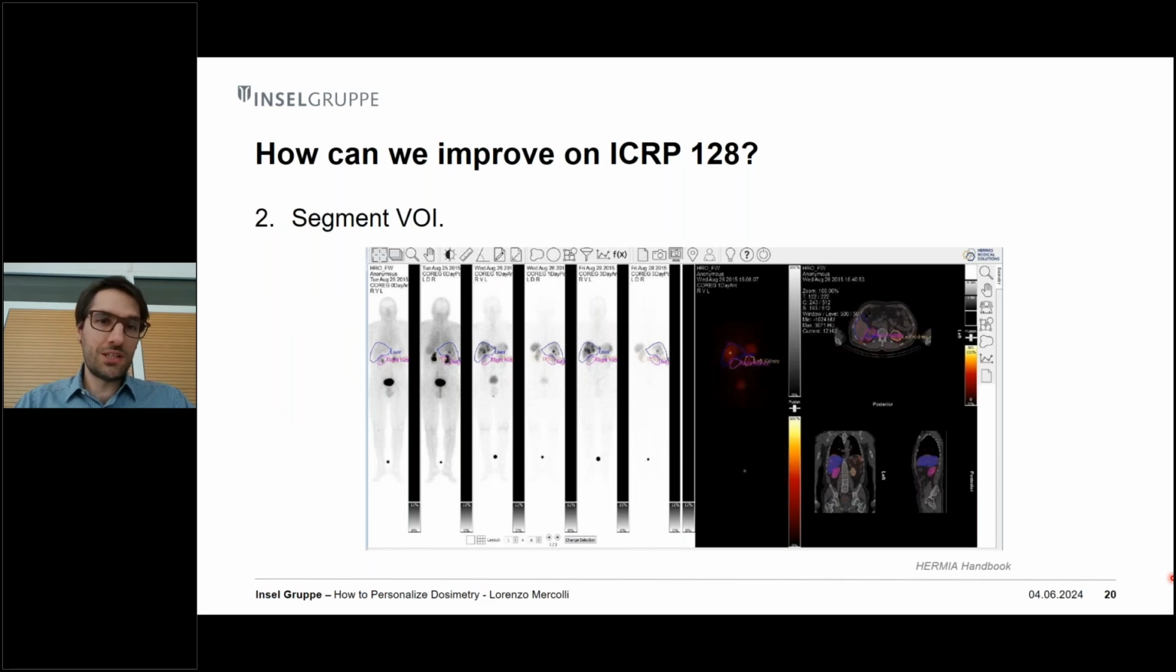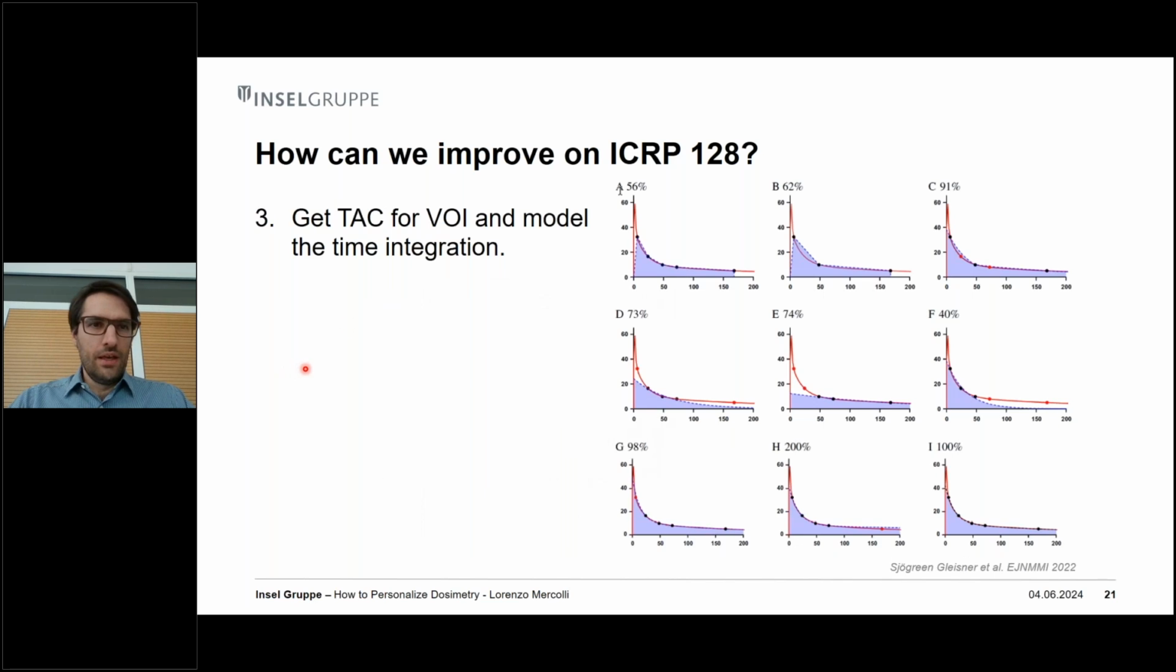Next, you need to segment your source. This is an example from the Hermia handbook actually. So you have these multiple time points and different images. In every image you need to segment your source organ and also the target organs, but that's less of an issue. Then you need to get the time activity curve from the segmentation that you did. And also here, again, there are many ways how you can do that.